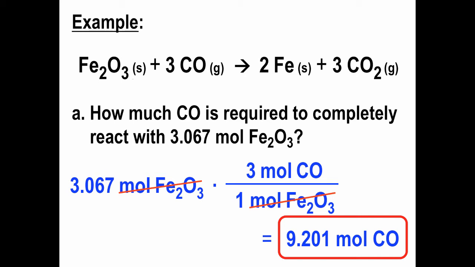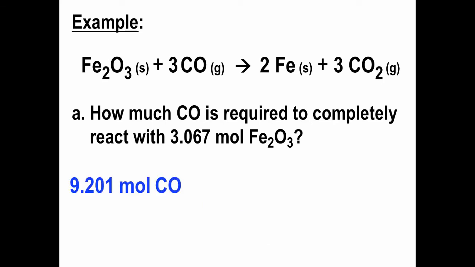We can have amounts in terms of moles. Now, very often you will want amounts in terms of grams. So if we wanted to continue, we could easily convert to grams, but this is a perfectly good answer to the question. 9.201 moles of carbon monoxide are needed.